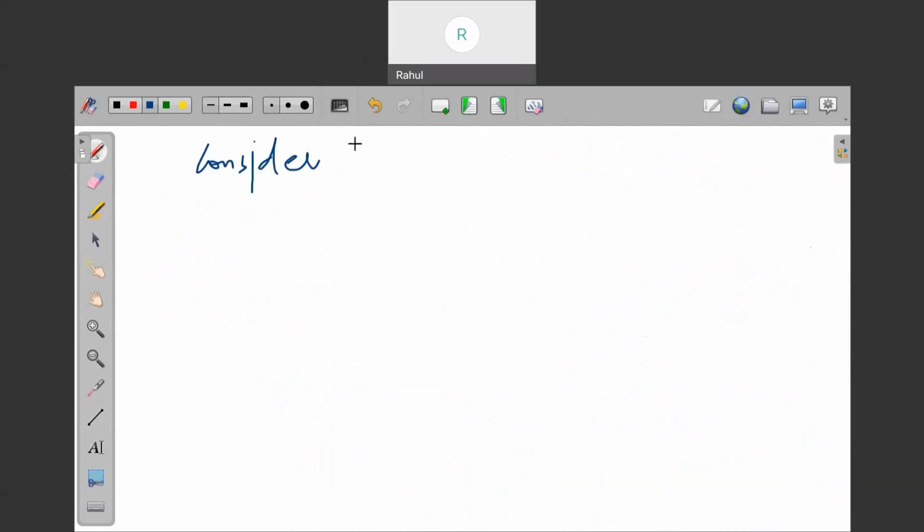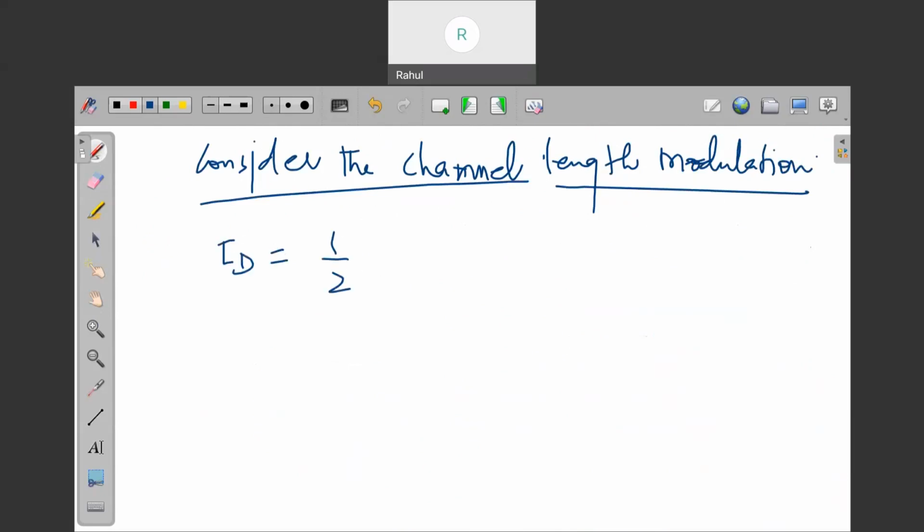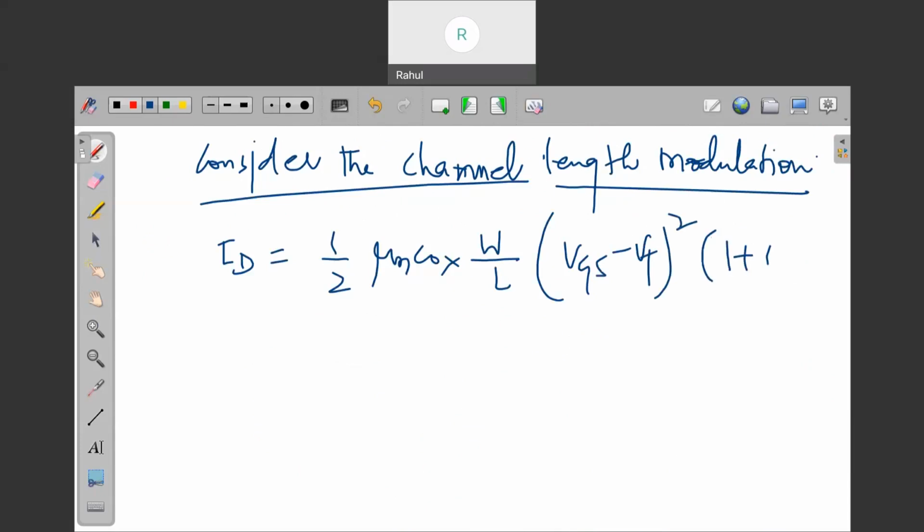consider this channel length modulation, then your drain current will become 1/2 μn Cox W/L (VGS − VT)² (1 + λVDS). Okay.